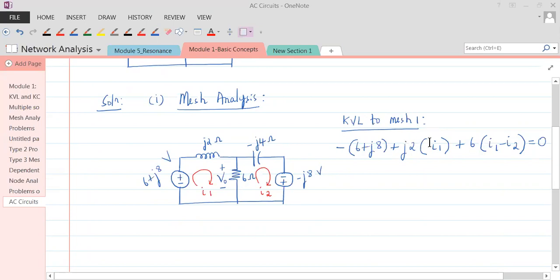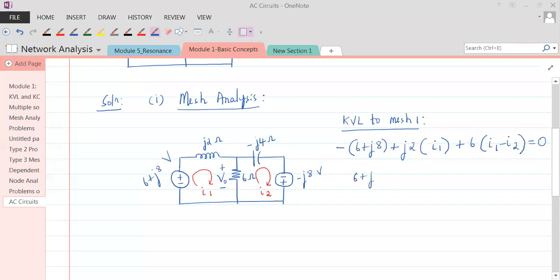6 is there and J2 is there. So it is (6 plus J2) I1, then minus 6 I2 equal to what? So this should come to the right hand side. On the right hand side, it would become 6 plus J8. So this is the first equation that we need to have in its standard form. Is everybody okay with this? If you have anything to ask, you can ask me now.